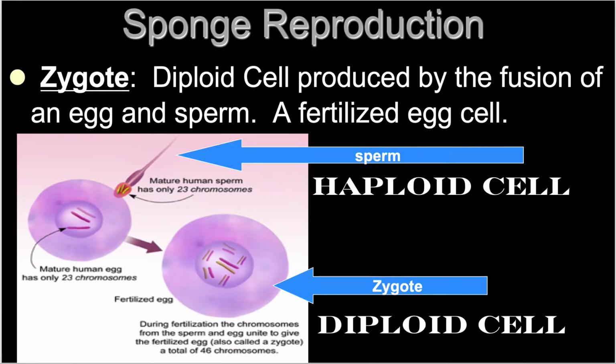All right. A zygote, when you hear that term, is a diploid cell produced by the fusion of an egg and sperm. It is a fertilized egg cell, technically. So the sperm is a haploid cell, the egg is a haploid cell, and then they form together to make a zygote, and that is a diploid cell. So haploid cells have half the DNA. For humans, we have 23 chromosomes in the sperm, 23 chromosomes in the egg, and then they fuse together. So then in humans, we have 46. Other animals have different amounts of DNA.